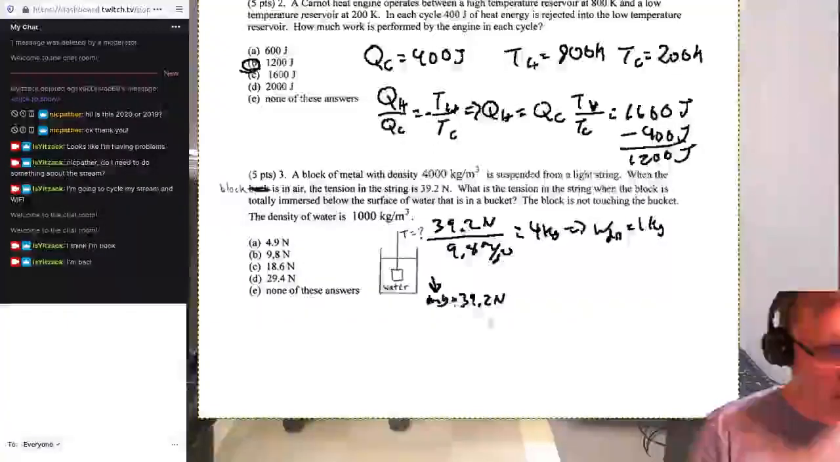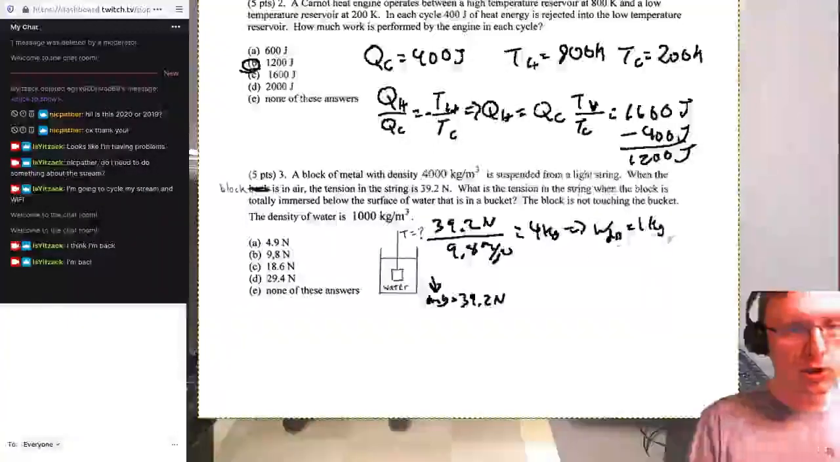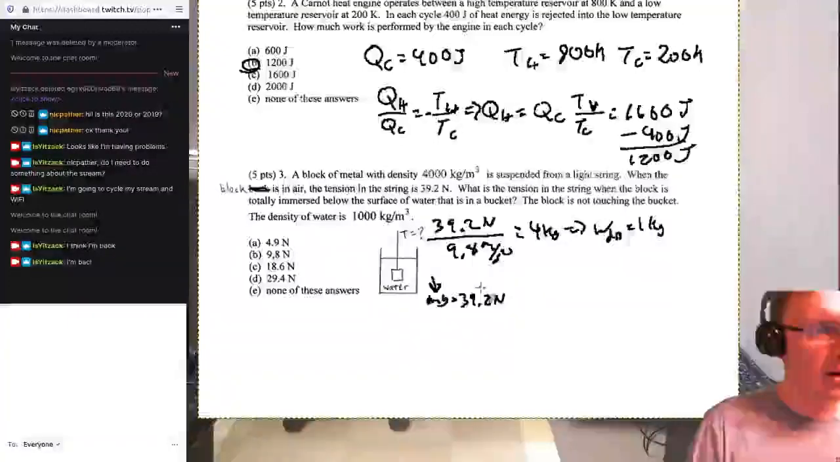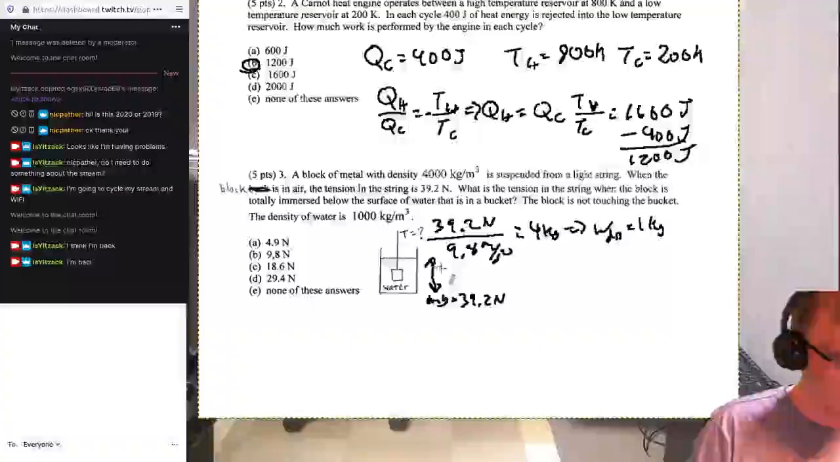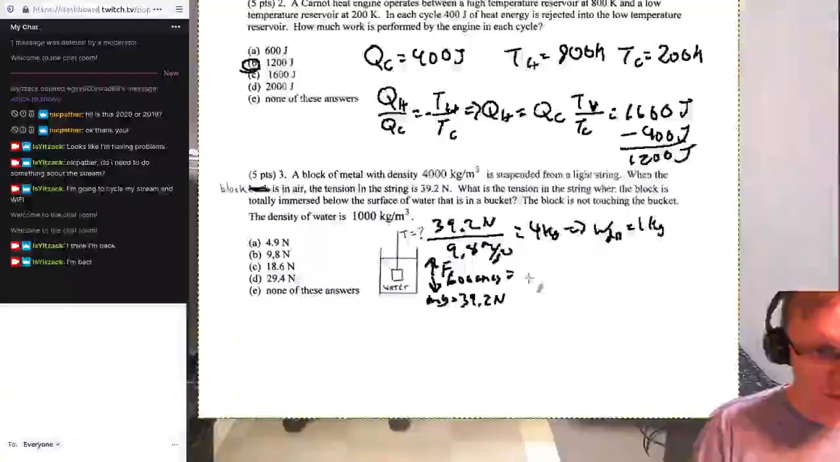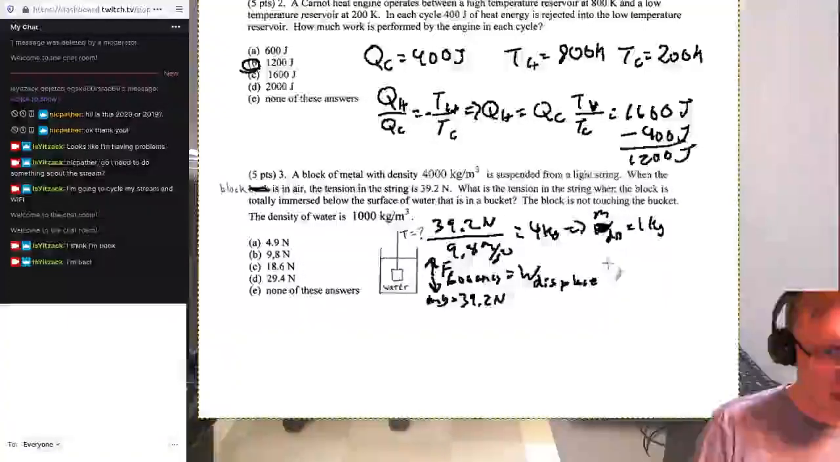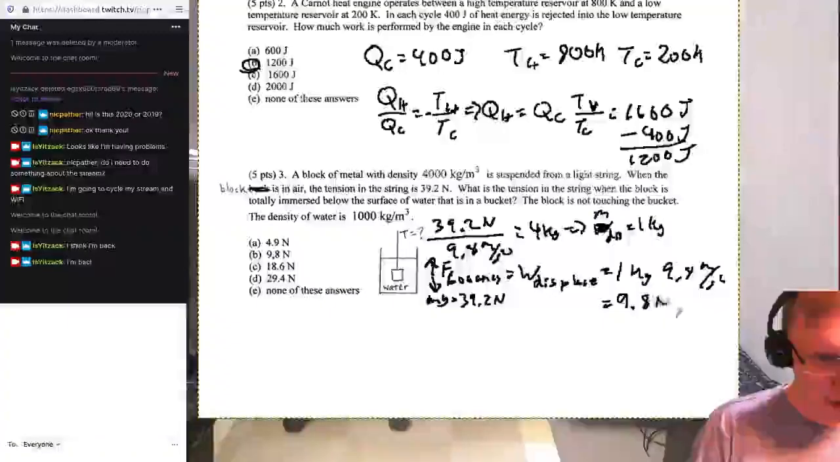So let's see here. So okay, we have 39.2 newtons going down. Water displaced is 1 kilo, so it will be trying to push it back up with the weight displaced, so that the force of buoyancy is equal to the weight of the displaced material. This is not a W, this is an M. This is mass. So that becomes 1 kilogram times 9.8 meters per second squared. That comes up to be 9.8 newtons.